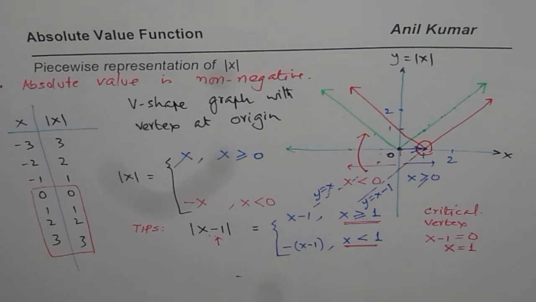So whenever you have a transformed absolute function, and you have to write that as a piecewise function, try to find the vertex by equating the function to 0, right? Whenever that function is positive, then keep the function as such. Whenever it is negative, take the negative of that, which is a reflection on the x-axis. I hope that helps you to understand how to write any absolute value function as a piecewise function.